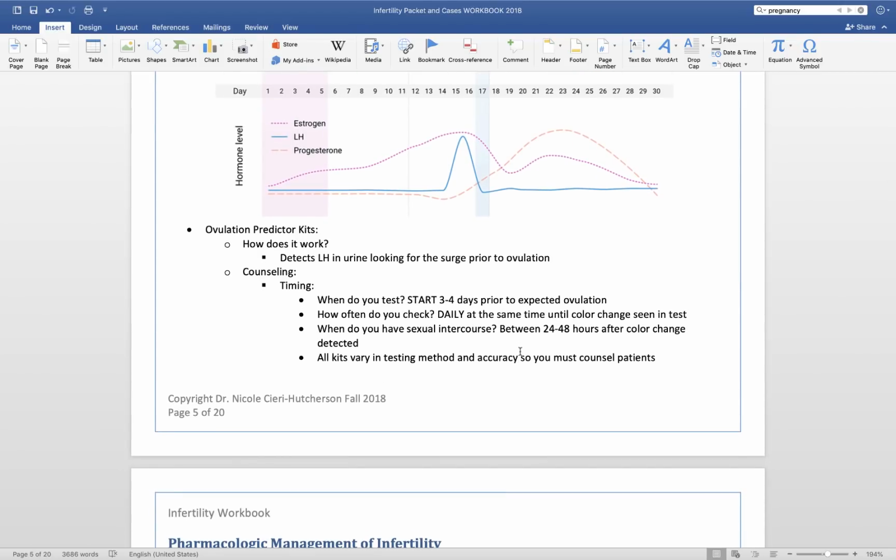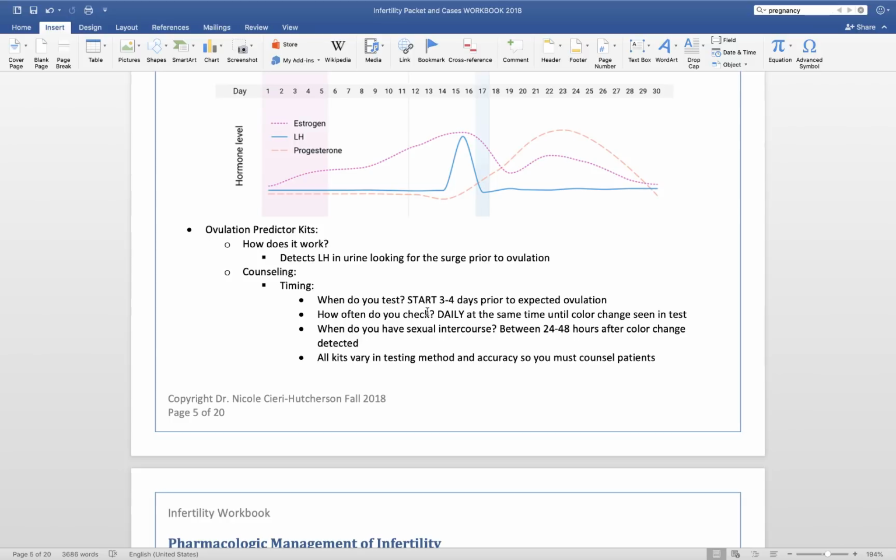For a little bit faster, patients can get LH predictor kits, and it will detect LH in the urine, the surge that's occurring prior to ovulation. So patients should start testing. It can either look just like a pregnancy test where they just dip it in a cup of urine or insert it midstream. And then they start testing 3 to 4 days prior to their expected ovulation date. If they expect to ovulate on day 14, they should start testing around day 10, and check daily until they see the color change.